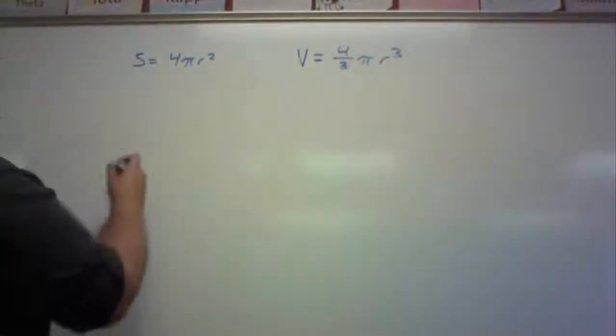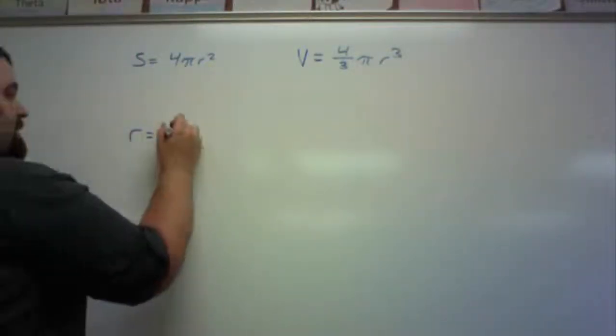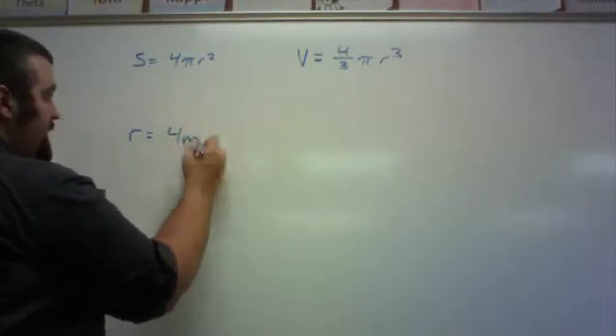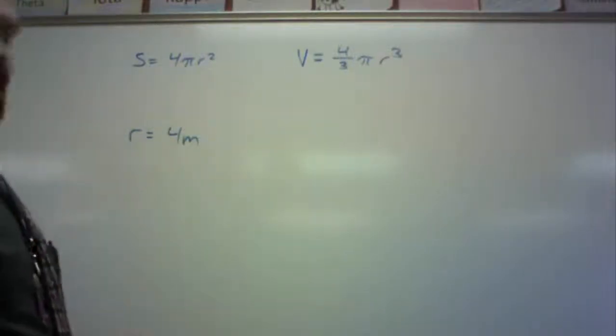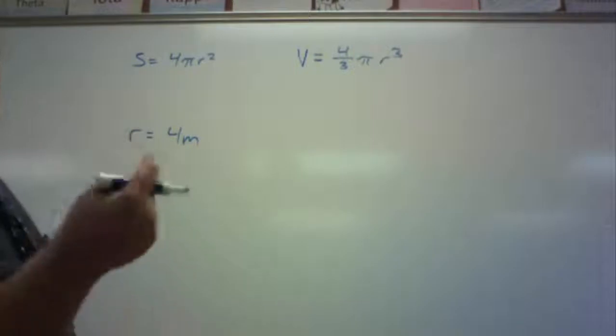So basically they just said, hey, r is 4 meters. I want you to find the area of the great circle. Is that the surface area?